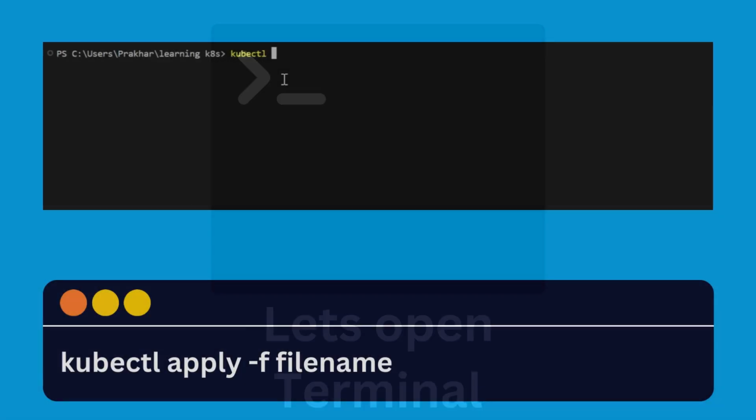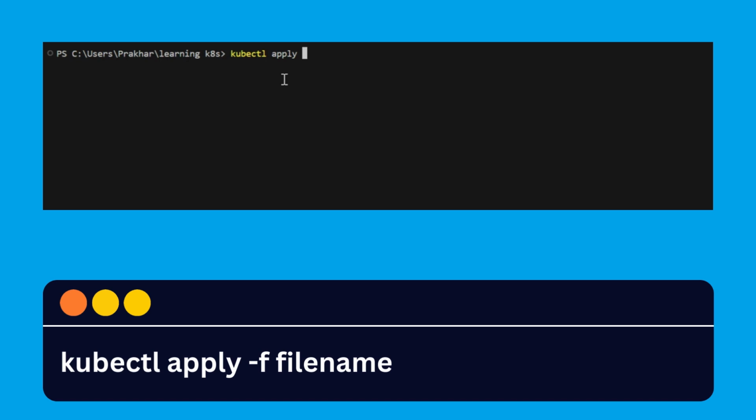For now, let's apply this ReplicaSet using the kubectl apply command. This is similar to how we applied the pod definition file. Open the terminal and type kubectl apply, then -f and the file name. This command tells Kubernetes to create a ReplicaSet based on our YAML definition file.